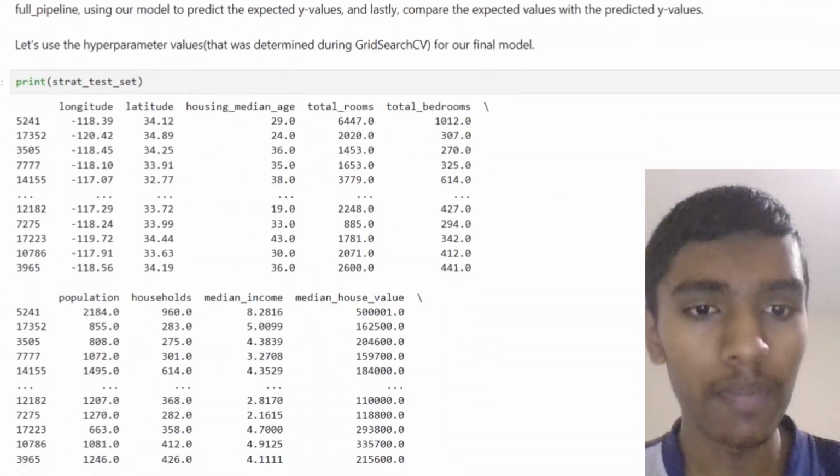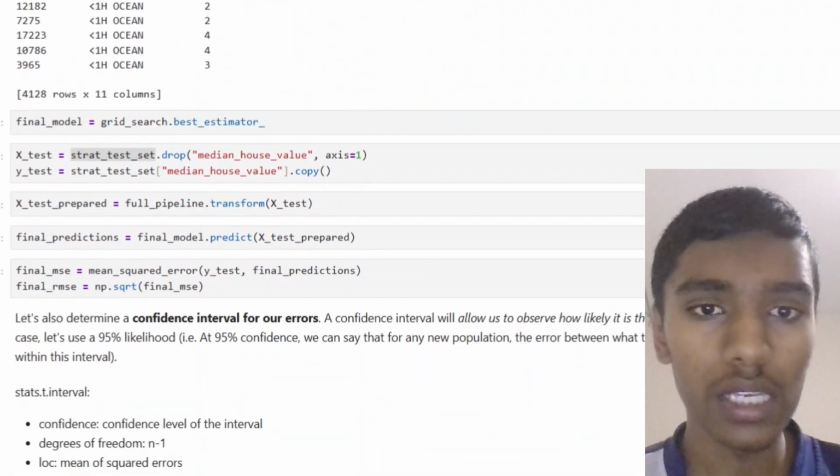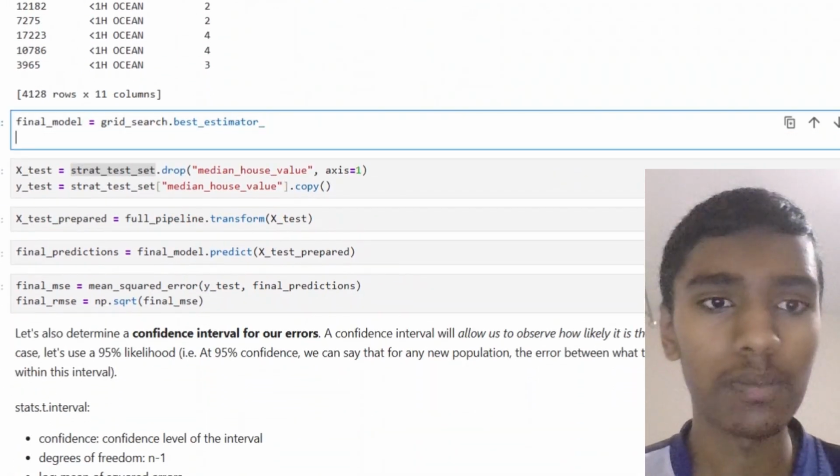Okay, so let me go ahead and run that, and you'll be able to see the model. Let me go ahead and actually print that out there.